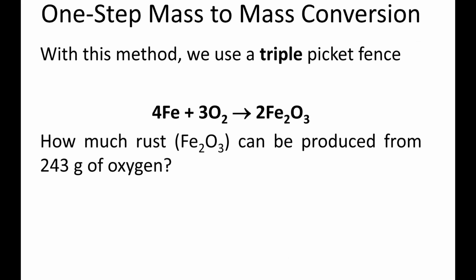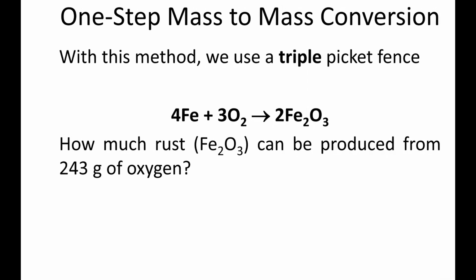So I'm looking at rust. Whoa, wait a minute. Well, it would help if my pen was on. Okay, so I got rust, and rust is 159.7 grams. And the other substance is oxygen, which is 32 grams. Okay, now my mole ratio, it's 3 moles of O2 to 2 moles of Fe2O3.